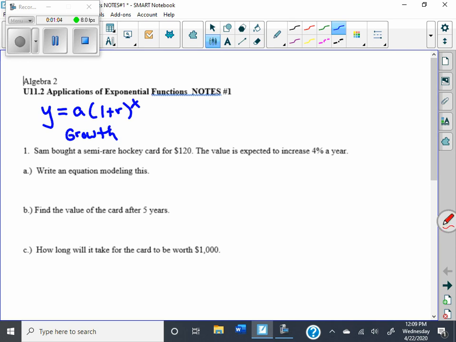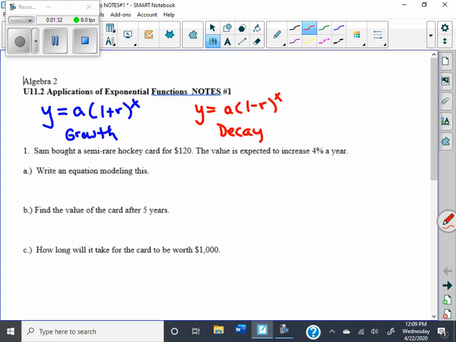Then we also have the other one, which is y equals a times (1 minus r) to the x, or t power. Sometimes you'll see it with a t instead of an x, and the t refers to time: how many years, months, days, that kind of thing. Because of the 1 minus r, this would be a decay problem, or decreasing. So increasing is growth and decreasing is decay. Those are the two formulas we're going to be using.